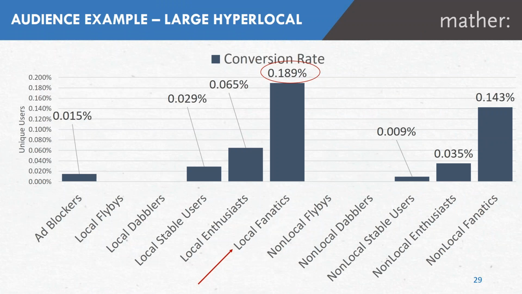And then we do this by segments. I showed you the fanatics earlier and the stable users and flybys. So you can see that the local fanatics, enthusiasts and stable users are really the ones that are driving conversions. What's interesting is that some of the non-local ones are subscribing as well. But you can see, again, there's a clear correlation between engagement levels and conversion rates.